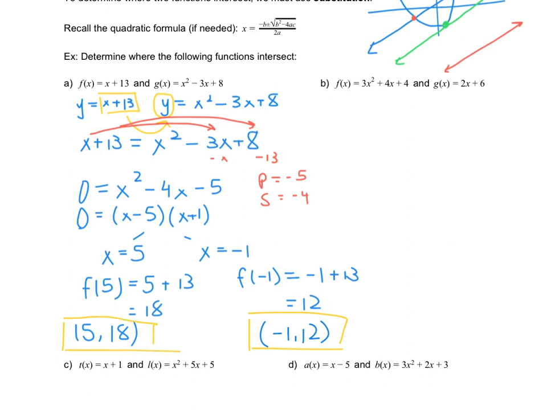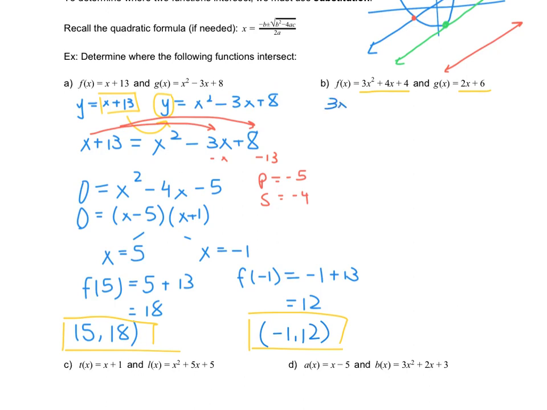And that's it. So now let's try the next one. f(x) = 3x² + 4x + 4, and g(x) = 2x + 6. Again, I'm just going to do a substitution here. I'm going to set my two equations equal to each other, so this part equals this part because they're both equal to y. So I'm just setting the y expressions equal to each other.